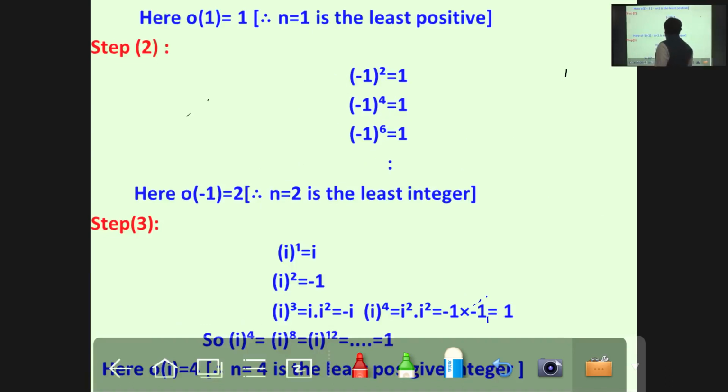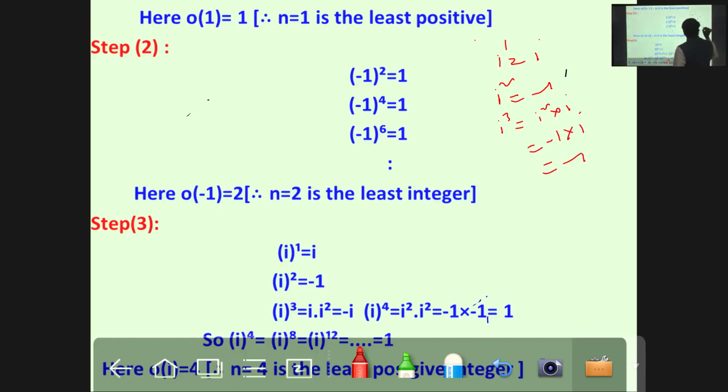Now you find the order of i. i power 1 is i. i square is minus 1. i cube is i square into i, which is minus 1 into i, that is minus i. What is i power 4? i square into i square, so minus 1 into minus 1 is 1.